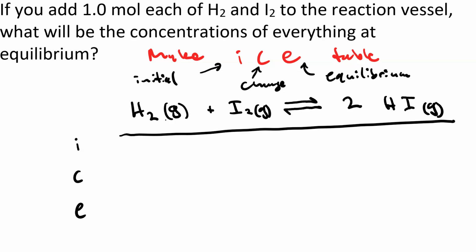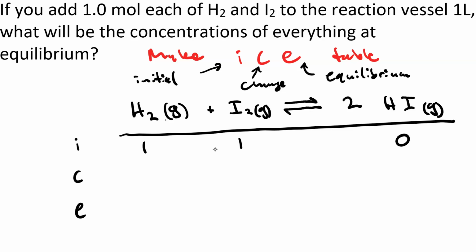The initial values are what you start with. So, we have 1 mole each of H2 and I2. And you really want the concentration. But, okay, let's say the reaction vessel has a volume of 1 liter. Then our concentration will be 1, 1, and 0.